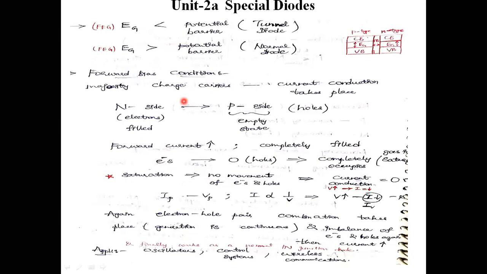Forward bias condition: the majority charge carriers on the n side are electrons, and due to the movement of electrons we acquire the current. Current conduction will take place. That means from the n side, electrons fill into the p side, that is, the empty states of these holes. These electrons will move into the p side.